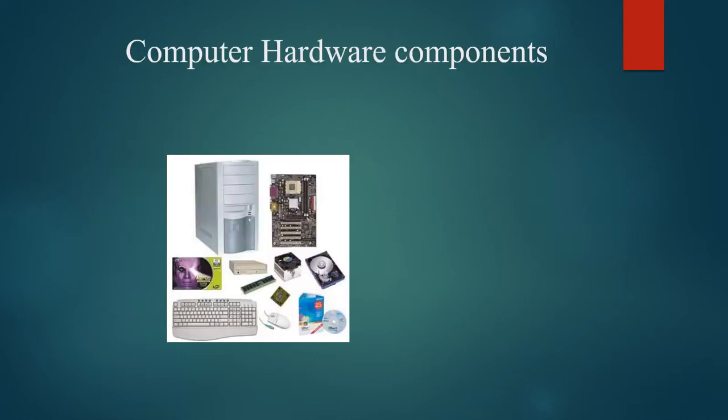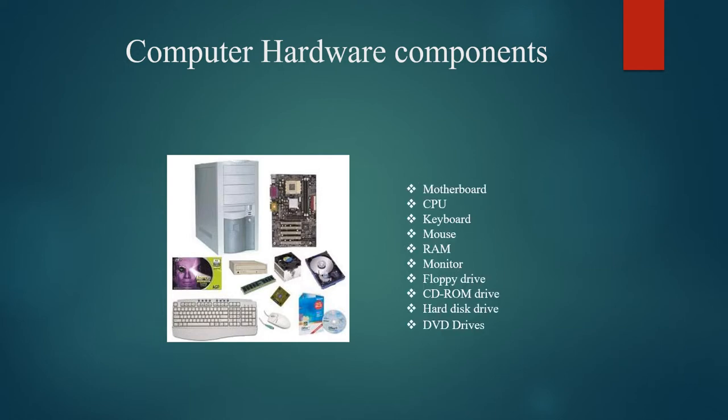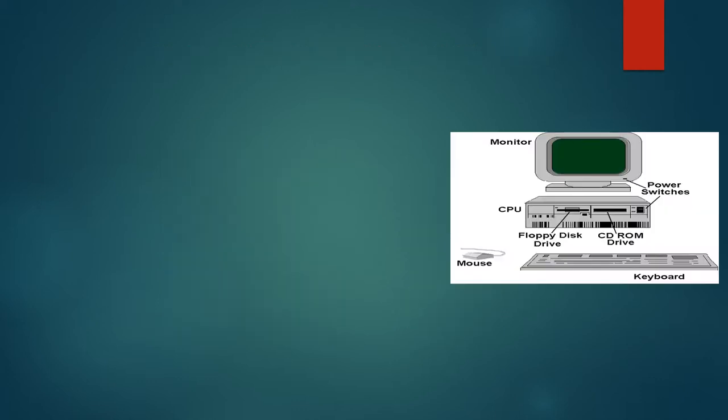So now we are going to talk about computer hardware components. In the computer hardware components, as we can see in the picture, we have the motherboard, the CPU, the keyboard, the mouse, the RAM, the monitor, the floppy drive, the CD-ROM drive, the hard disk drive, and the DVD drive. They all constitute the computer hardware components, as indicated by the picture there.